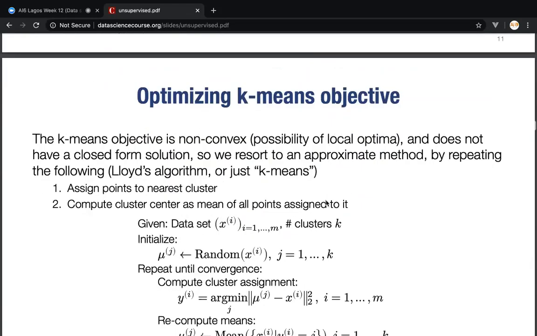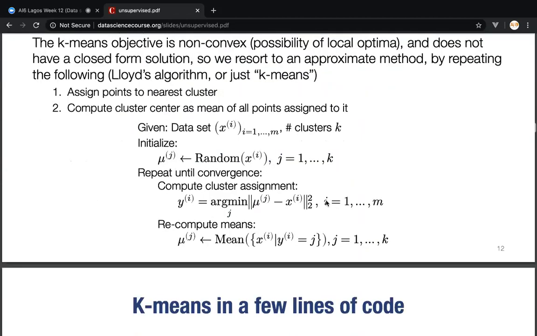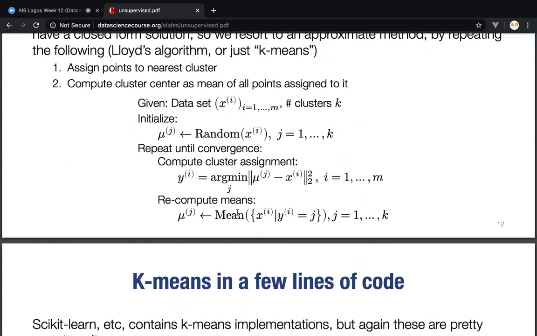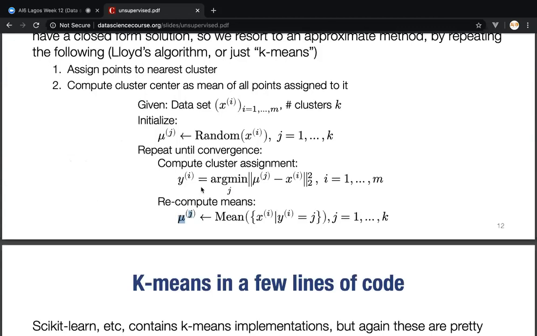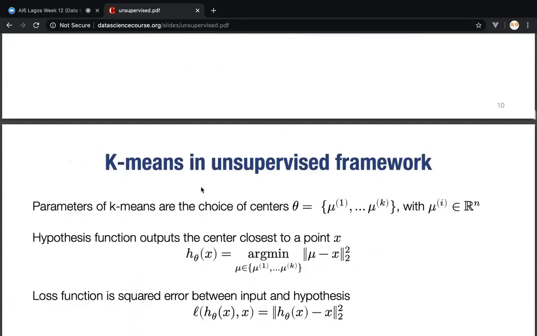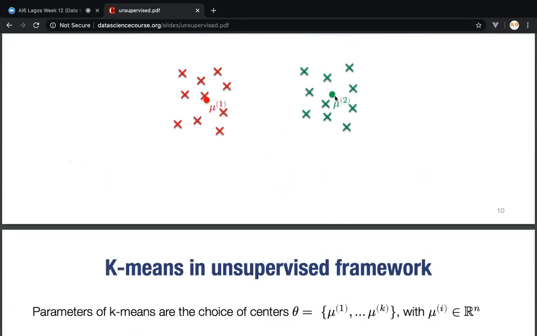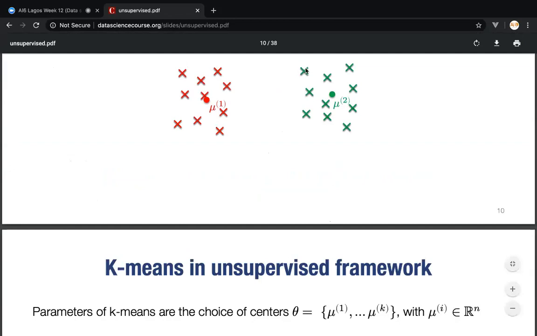And then we move on to calculate the mean. The mean is more or less like you are moving these values of mu. You are not moving the x values, you're not moving your data points, you're moving your mu. Based on which points are close to your center mu, you then move your mu, right?